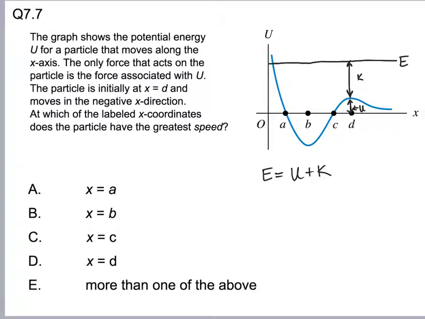And so when I know that, if I look at the particle at point D, it moves in the negative x direction. It's saying, when does the particle have the greatest speed? So we want to see where the biggest space is between the potential energy function and the energy, and that would be at point B. This is where this kinetic energy is largest. Notice the potential energy is actually negative here, and that's allowable. And so at point B is where it would have the greatest speed.